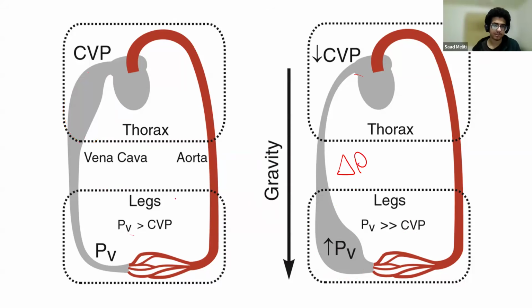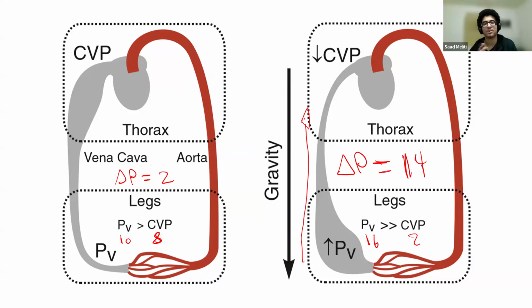I'm just going to add random numbers to this. Let's say over here that the pressure here was 10 and the pressure here was 8. These are random numbers, by the way. The pressure gradient would be 10 minus 8, which is just 2. Over here, a bunch of blood has pooled in the legs. So now the pressure here has increased to 16, and the pressure in the central venous compartment has decreased to 2. So now the pressure gradient, 16 minus 2, has become 14. The pressure gradient back up to the heart has increased. And this is something that helps in bringing the blood back up to the heart.